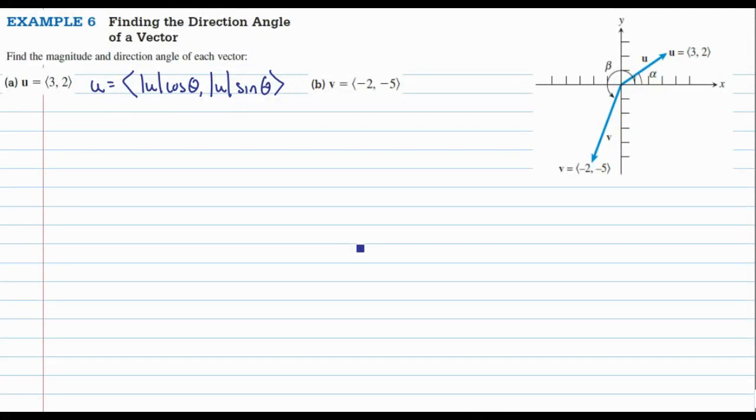This is the screencast for section 6.1, example 6. Now we're going to find the direction angle of a vector. All we're given is that the vector in standard form is <3, 2>.